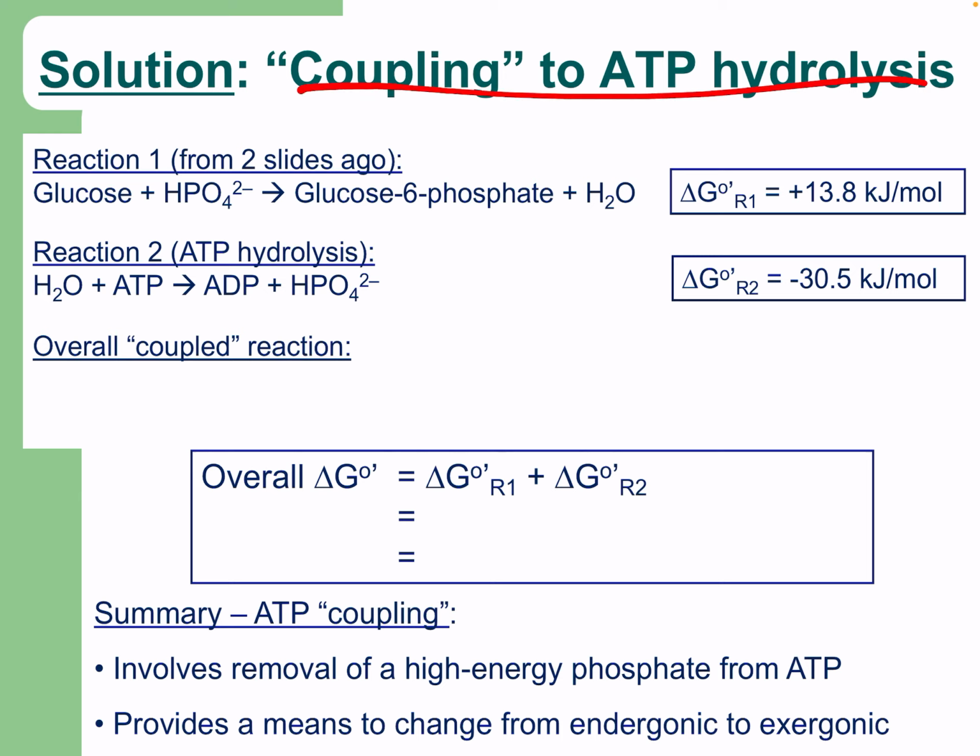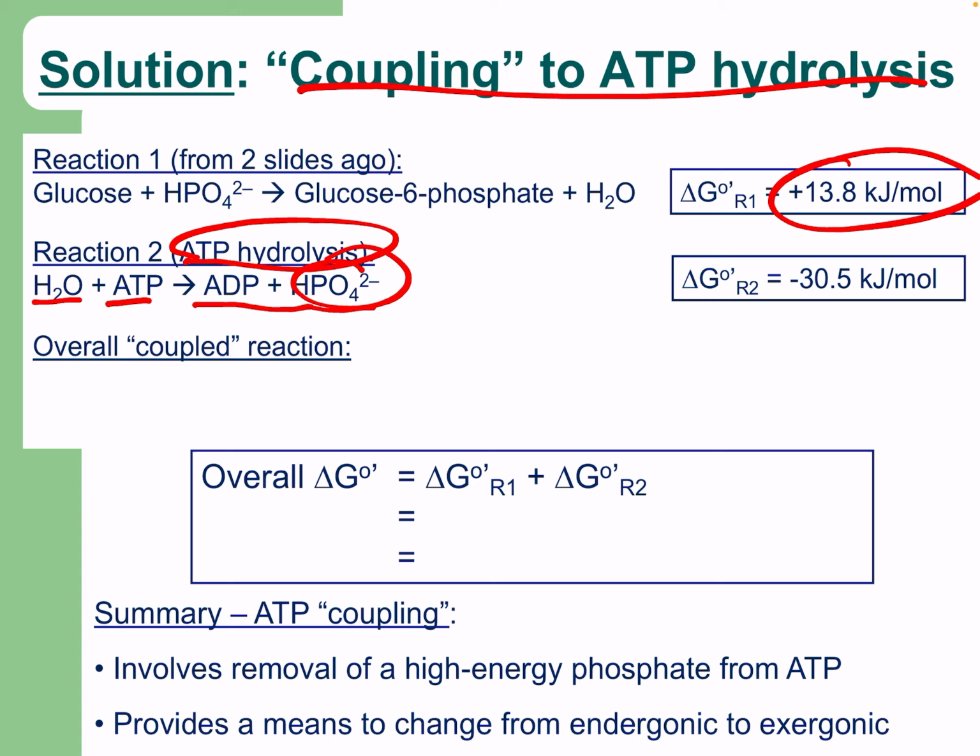So again, coupling of ATP hydrolysis. We had that reaction from two slides ago with that large positive standard Gibbs free energy. Now we have ATP hydrolysis: we have our ATP and H2O, where we get ADP and then our phosphate. Now we have this large negative. So you can essentially add the two values, and based on that number, you can decide whether it's negative, positive, exothermic, endothermic, and so on.